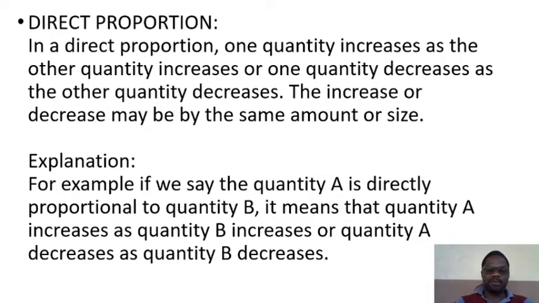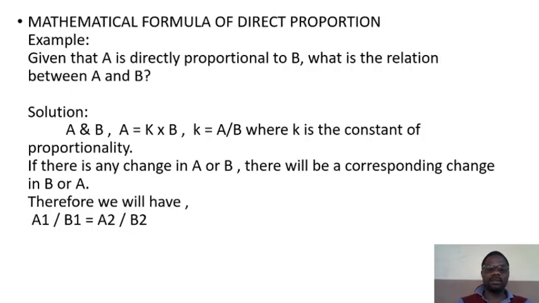So, for example, if we say quantity A is directly proportional to quantity B, then it means that quantity A increases as quantity B increases, or quantity A decreases as quantity B decreases. Okay, now we look at it mathematically. For example, given that A is directly proportional to B, what is the relationship between A and B?